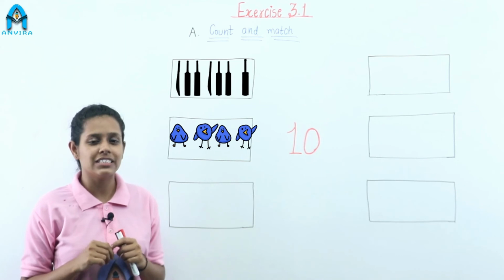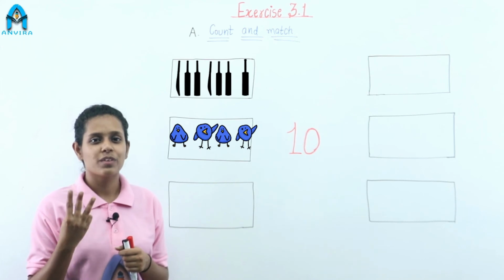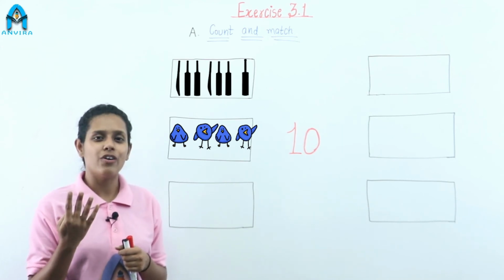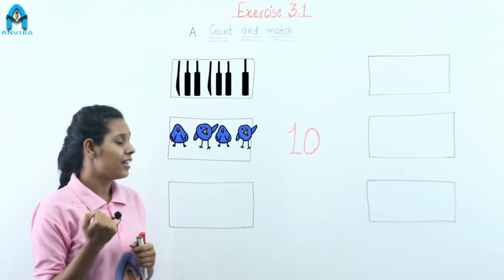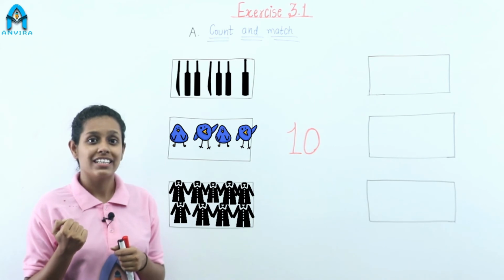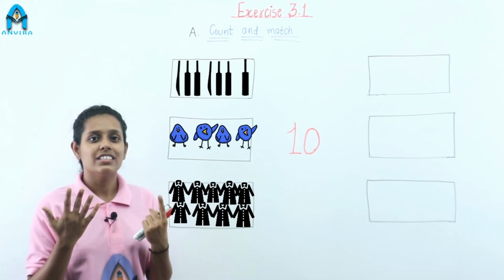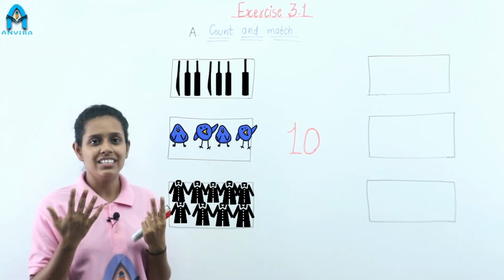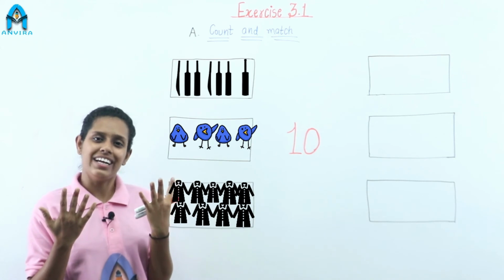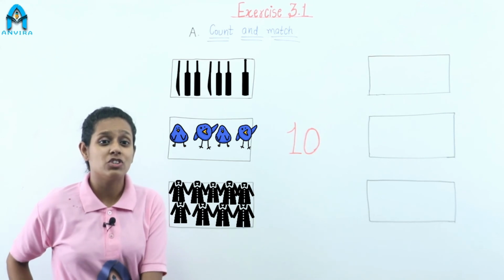Birds. How many birds? Let's count. 1, 2, 3, 4. 4 birds. Now look at the next picture. Goats. How many goats? Let's count. 1, 2, 3, 4, 5, 6, 7, 8 and 9. 9 goats. Now look at the next picture.